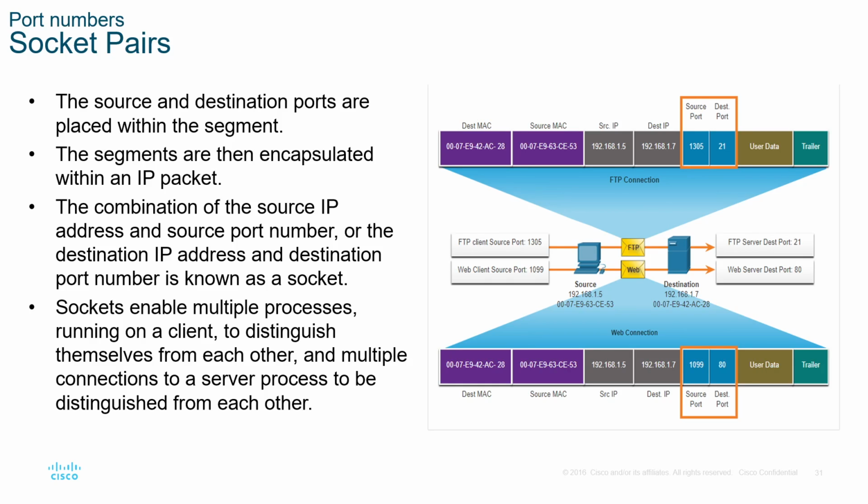The sockets enable multiple processes running on a client to distinguish themselves from each other, and multiple connections to a server to occur. So you can see that the source port on the client, remember it's going through NAT as well, is not going to match the well-known port on the other side. So the server port 21, which we know 20 and 21 are FTP, remain the same at the destination. They have to. On the client, it's some randomized number.